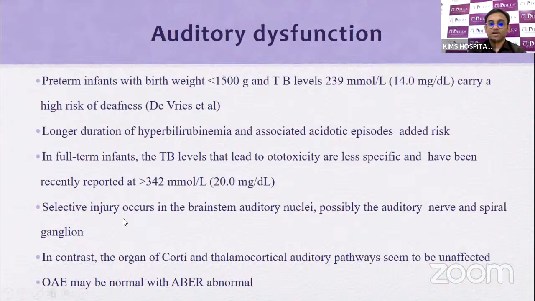There is selective injury in the brainstem auditory nuclei, possibly the auditory nerve and the spiral ganglion. So that is why we have normal otoacoustic emissions with an abnormal BERA.